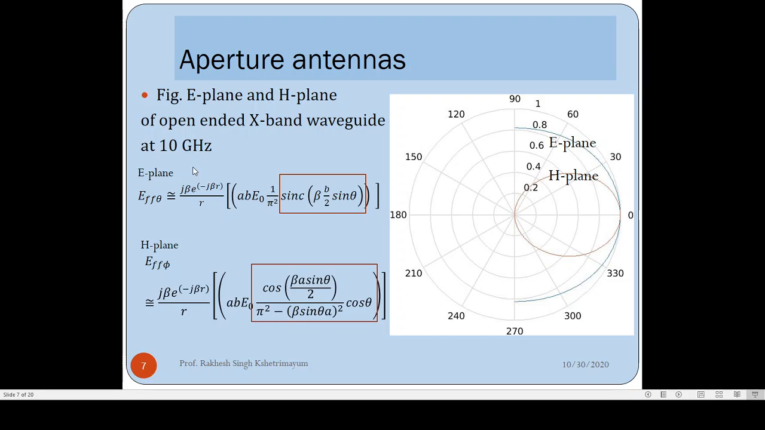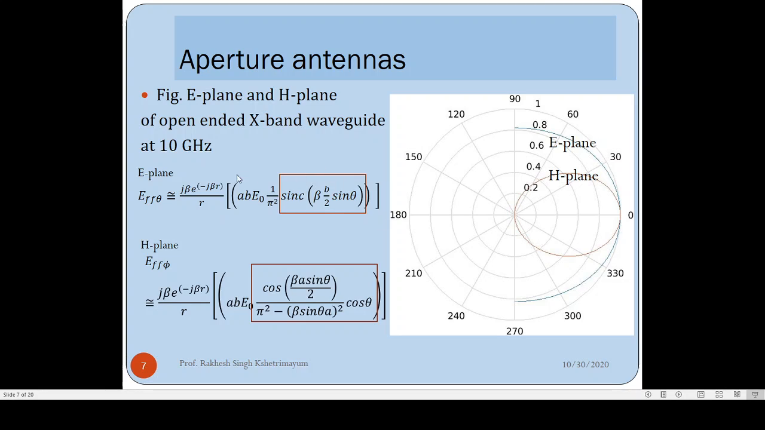So at 10 GHz, the radiation pattern E plane and H plane looks like this. The H plane, as I already told you, is decided by this cosine theta here. So you can see that the H plane field variation is almost following cosine theta. For cosine theta, at theta equal to 0 you have the maximum. Then at theta equal to pi by 2, you have the minimum. So this looks like a cosine function. These other terms will also contribute, but the major contribution will be from the cosine theta here.